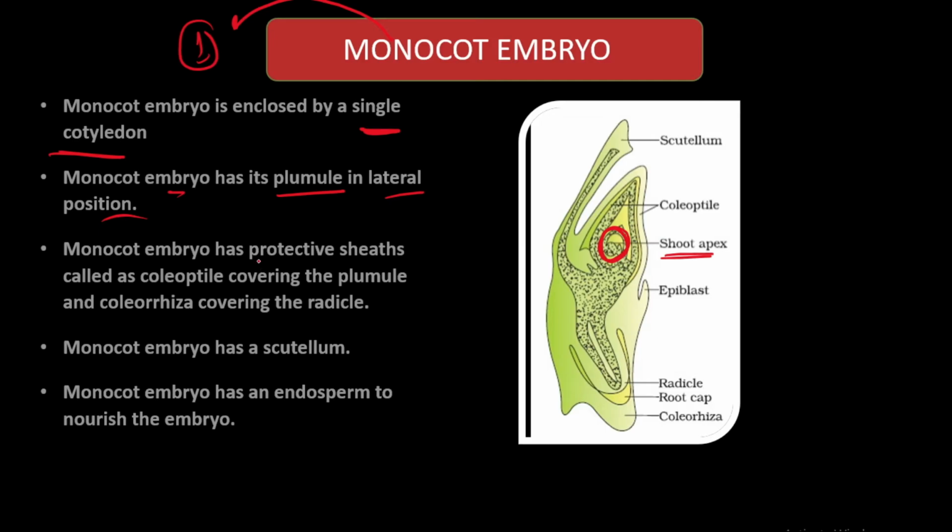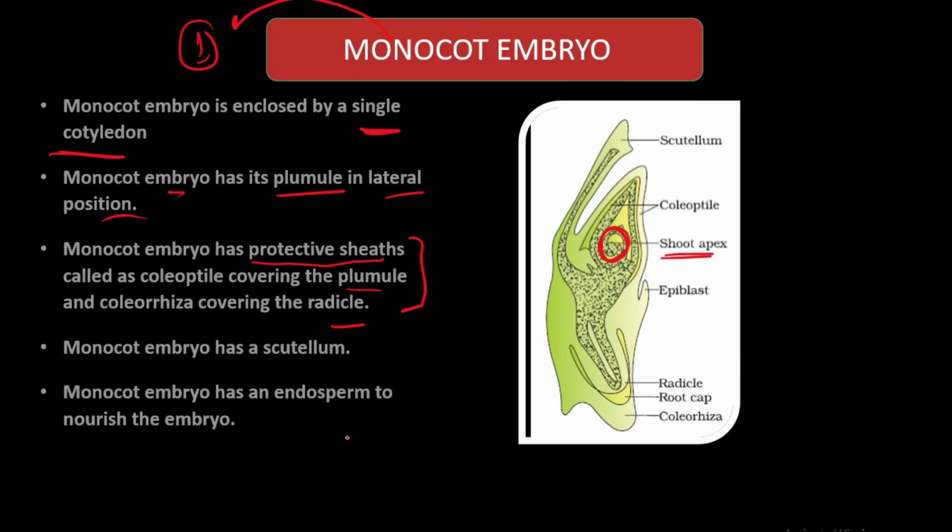The monocot embryo has protective sheaths, as you can see in this diagram. These protective sheaths are called the coleoptile, which covers the plumule, and the coleorhiza, which covers the radicle. Once again, I am repeating: the coleoptile covers the plumule, that is the shoot apex, and the coleorhiza covers the root apex, or radicle. So we have learned that unlike the dicot embryo, the monocot embryo has protective sheaths for protection.